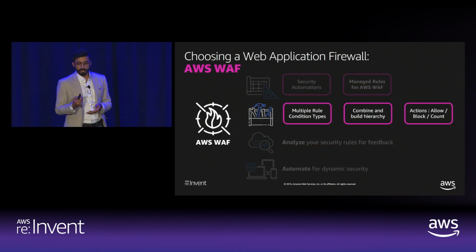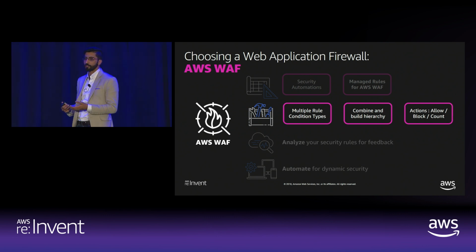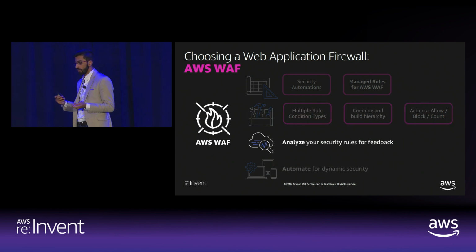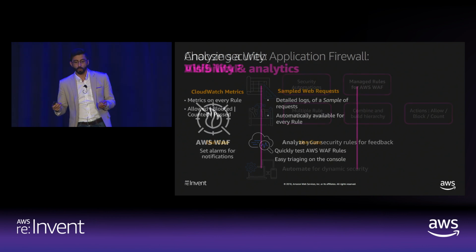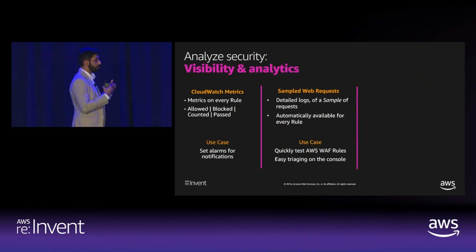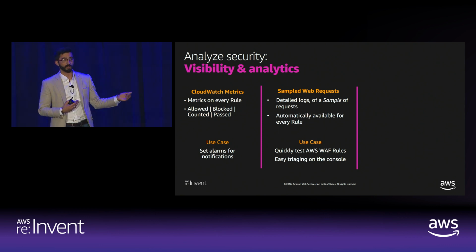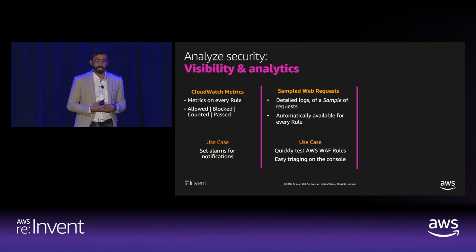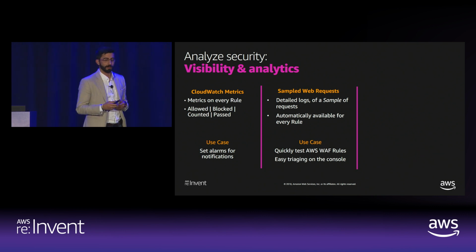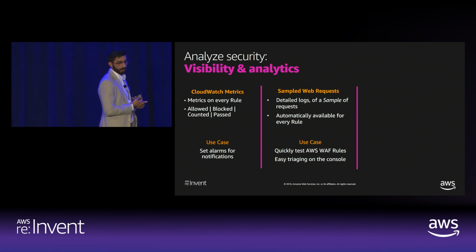So with this, you can then go ahead and make sure that you are analyzing your security, and customers want to do this for a number of different use cases. For example, you could want to be notified when there is a sudden spike or a drop in a particular type of requests. That's where our CloudWatch metrics come into the picture, which gives you actual data on everything that's coming through and what our action was on them.